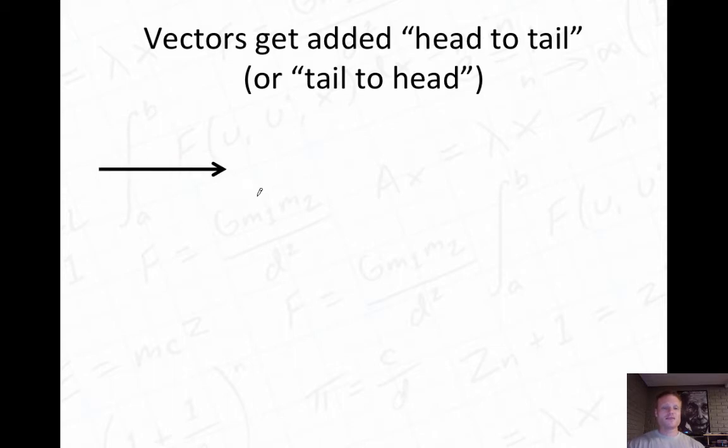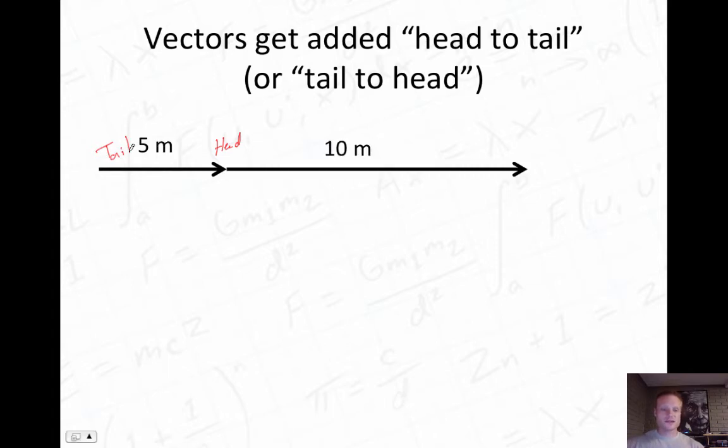So here's an example of this. Vectors get added head to tail. Here is the head, here is the tail. Now let's put another vector in here. There's 10 meters. Here's a 5-meter vector. Here's the head, here's the tail. And notice the tail gets added right to the head, and then here's the head again.